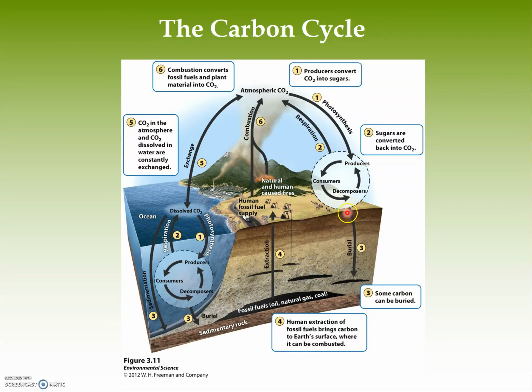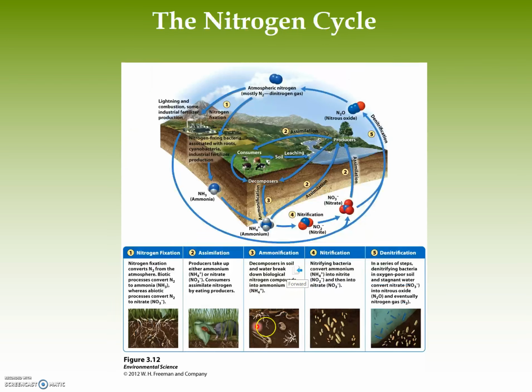But carbon also goes other places. Some of this carbon can be buried. So we have producers that make their way down, and those producers end up being buried. We also have large carbon sources stored way deep underground: our fossil fuels. This is our ancient carbon, our ancient sunlight. That sunlight was harvested, and we learned about living on ancient sunlight. Human extraction of fossil fuels brings carbon to the Earth's surface where it can be combusted. So we're extracting that and bringing it up through wells and digging and different sources.